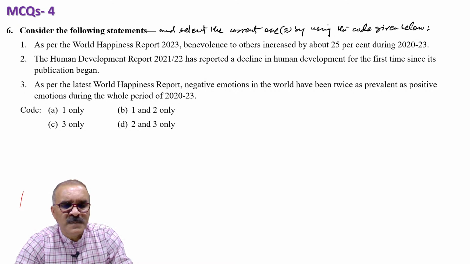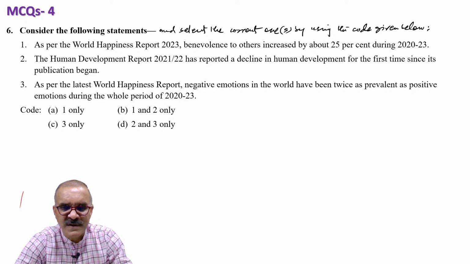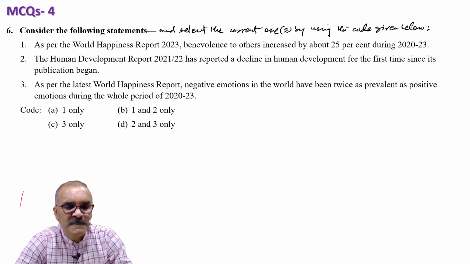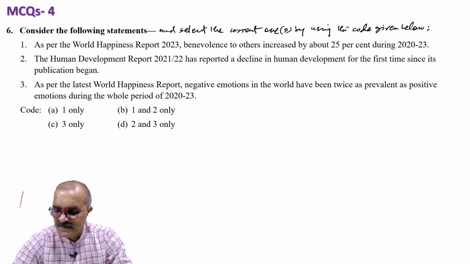Human Development Report 21-22 has reported a decline in human development for the first time since its publication began. As per latest World Happiness Report, negative emotions in the world have been twice as prevalent as positive emotions during the whole period of 2023. Pick the answer.